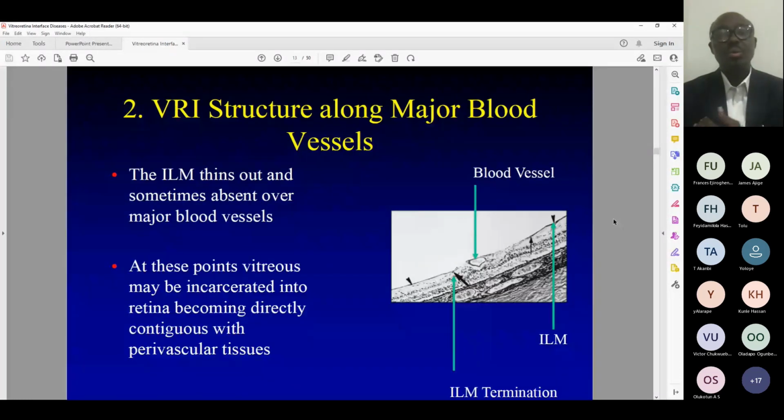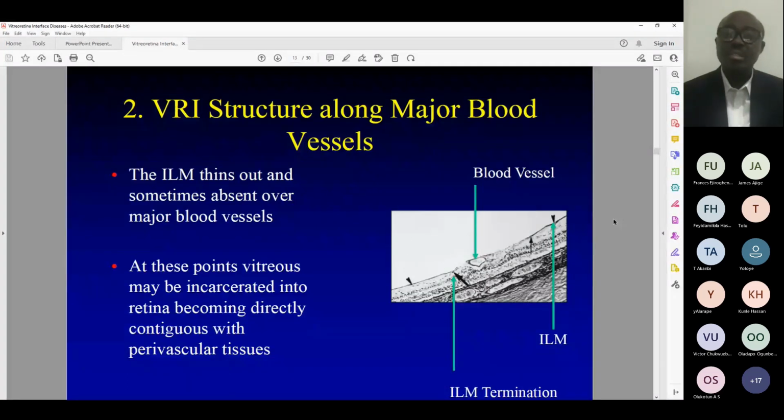Okay, so we are also going to look at the structure of the vitreoretinal interface along the major blood vessels. The ILM thins out and sometimes becomes absent over the major blood vessels. At these points, you can look at the pictures on the right-hand side. This is a histological slide.